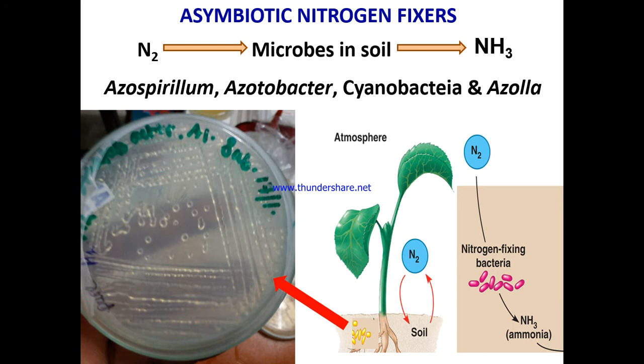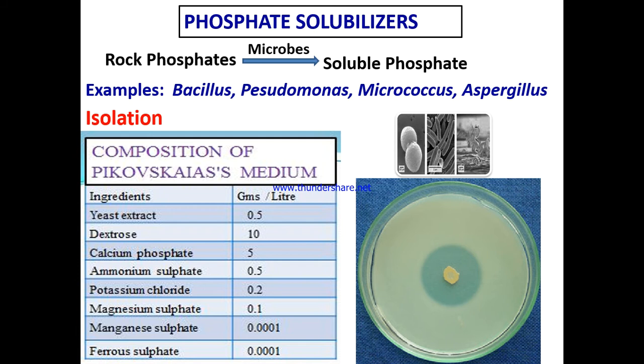Asymbiotic nitrogen fixers convert nitrogen into ammonia in the soil itself. So these bacteria like Pseudomonas, Cyanobacteria, Azotobacter, Azospirillum, do not fix it in root nodules, but they directly convert nitrogen into ammonia. Some phosphate solubilizers like Pseudomonas, Bacillus strains, and Micrococcus, and some fungi like Aspergillus, are grown on Pikovskaya's medium. In this medium you can grow these bacteria, and they can convert the insoluble form of rock phosphates into soluble forms. As the name suggests, these bacteria can convert insoluble to soluble form.